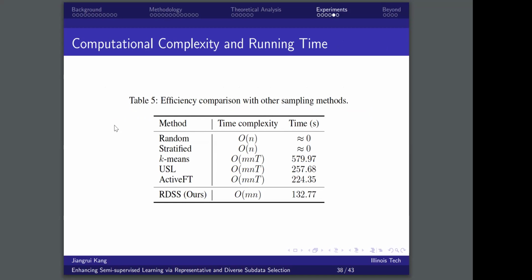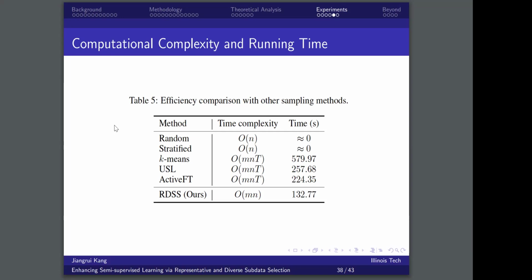And here is the computation complexity, which is a very concerning issue in practical problems. It's sampling 400 samples from the CIFAR-100 dataset. So you can see that yes, random and stratified sampling don't need so much time, but they do not work well. Usually we do not use random or stratified sampling if we want to enhance the sampling quality.